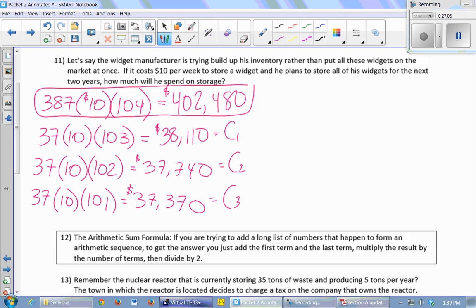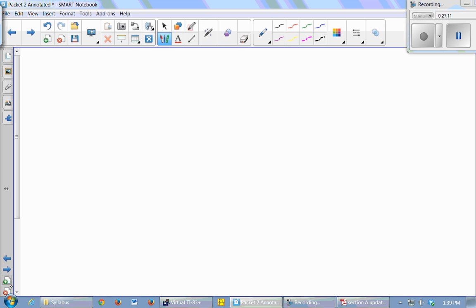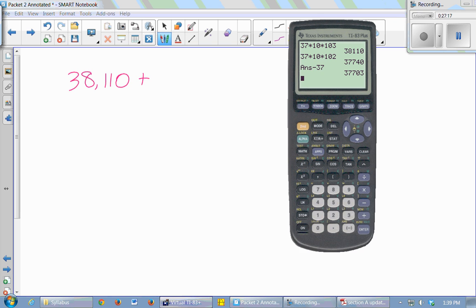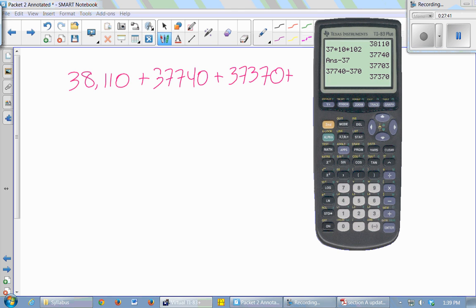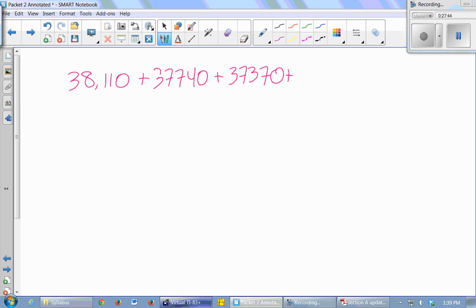All right, so I need more room, I think. So I have $38,110 plus $37,740 plus $37,370, which is $37,740 minus $370, plus, and I don't want to write these all out, because I have 104 of these, or 103, because the first week, yeah.